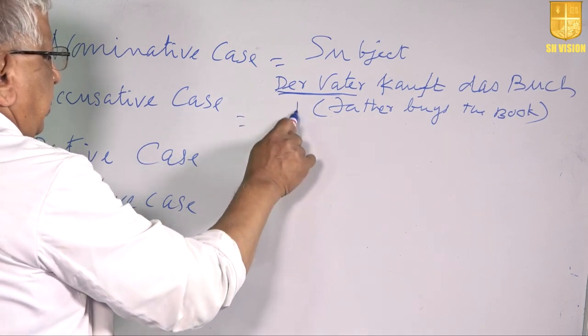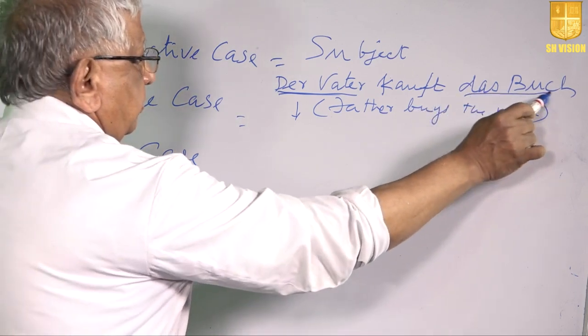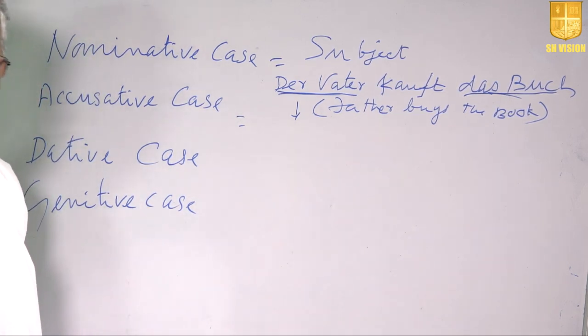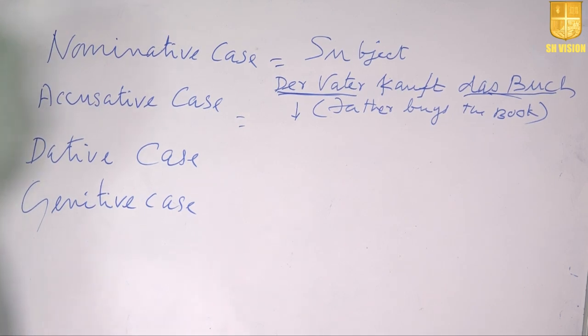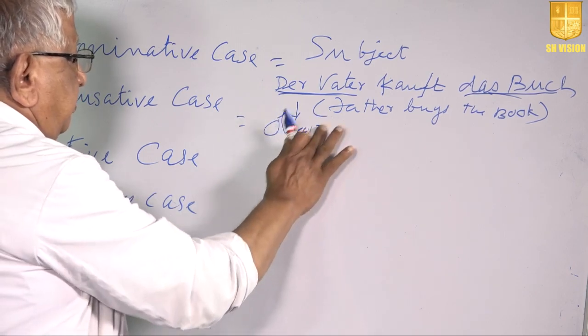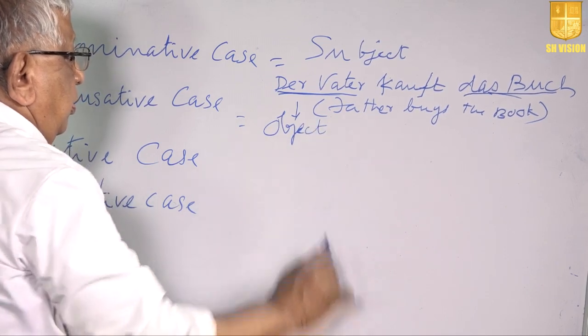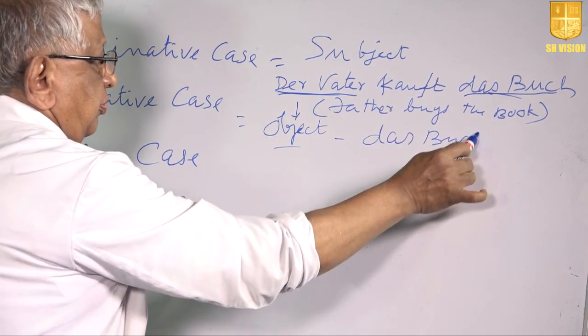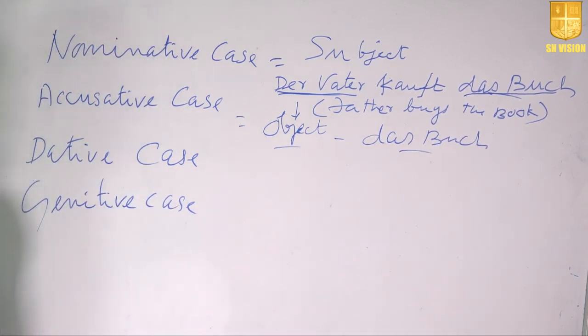Accusative case, the same example. Der Vater kauft das Buch. The father buys what? Father buys what? That answer is in accusative case. The object of a sentence, of a statement. So here das Buch is the object. The father buys what? The answer is das Buch. So it is the object. Every sentence, to be a complete sentence, should have at least these two, that is the subject and the object. So that is the accusative case.